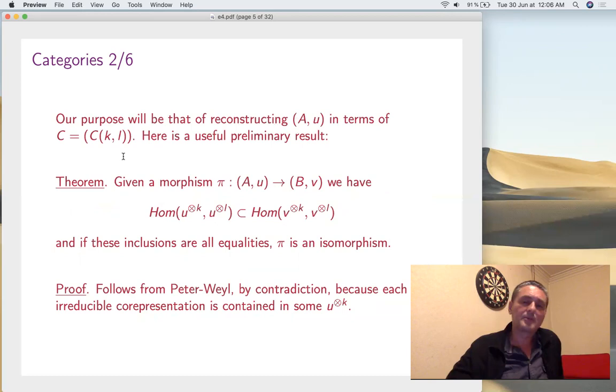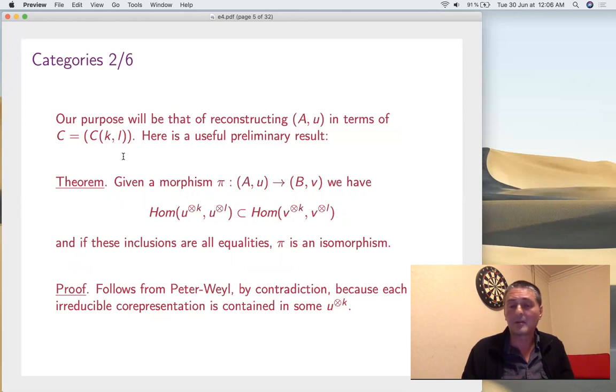So let's start with a useful preliminary result, which is very nice, and you will use this lemma all the time. Given a morphism, which must be surjective, I mean, by morphism I mean here coordinates go to coordinates. So it's surjective, it's a quotient map. This must, of course, increase the Hom spaces. If you take the quotient, Hom spaces increase. And now the theorem says that if all these inclusions are equalities, then your morphism, your quotient map, is an isomorphism.